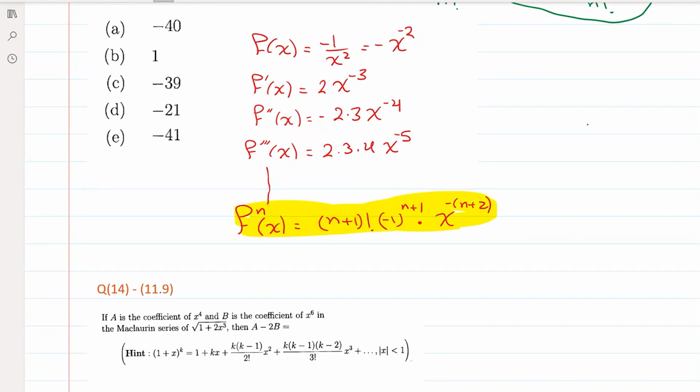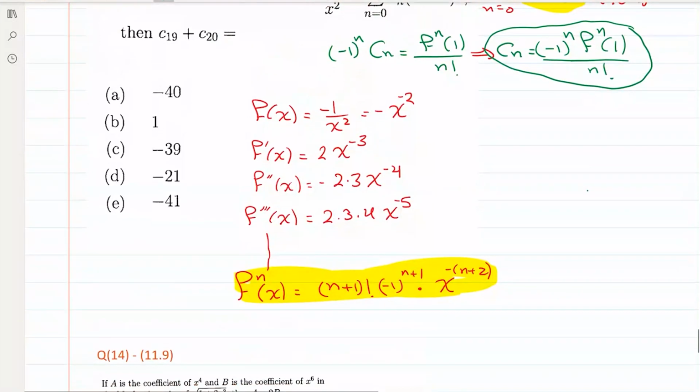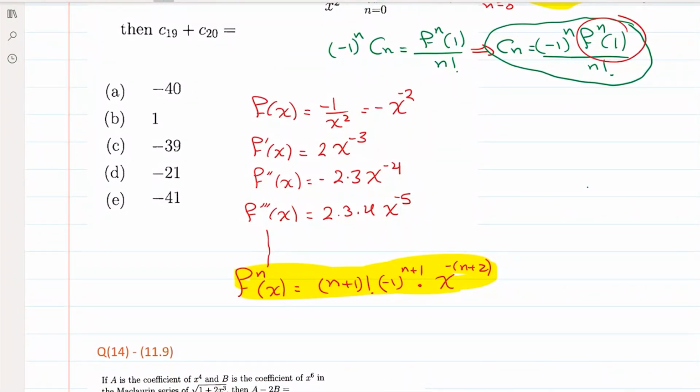But I need what? I need the nth derivative at what? At 1. Good. So the nth derivative at 1 is just -1 to the power n plus 1 times n plus 1 factorial. And this is 1. And this is 1. Is that clear?